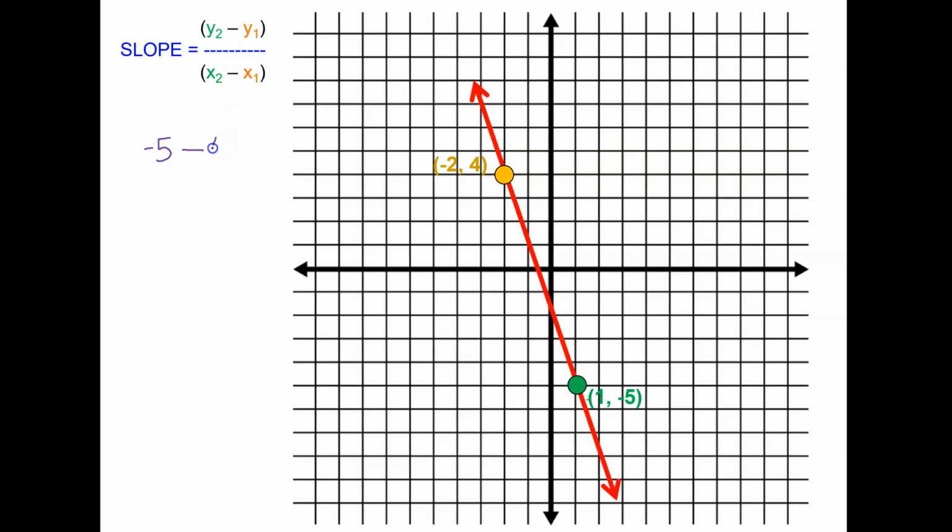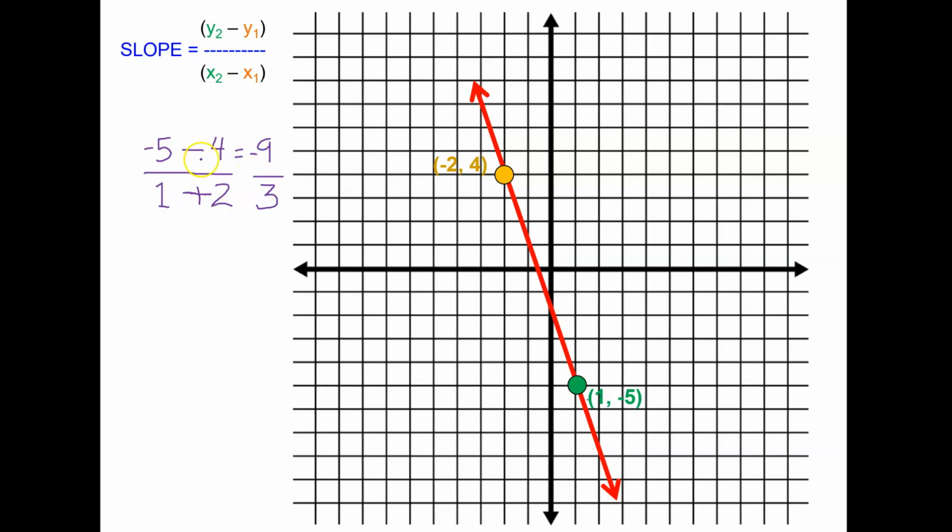y1 is 4. So the top will be -5 minus 4. x2 is +1. Put in our minus sign. x1 is -2. The negative symbol needs to be there. All right. -5 minus 4 across the top gives us 9. And 1 minus -2 is the same as 1 plus 2, which is 3.